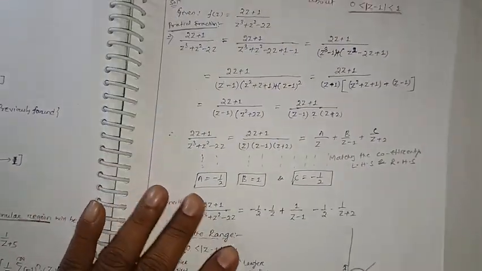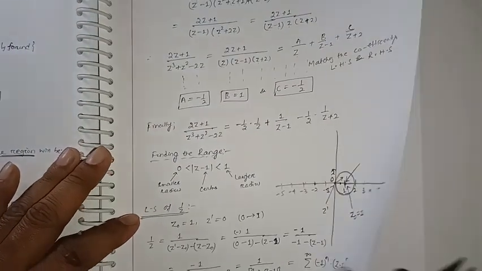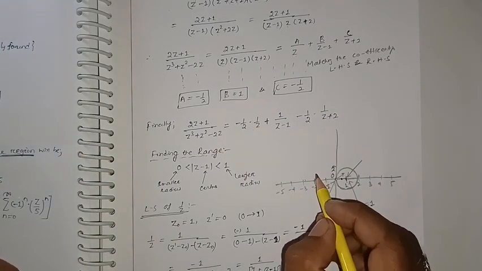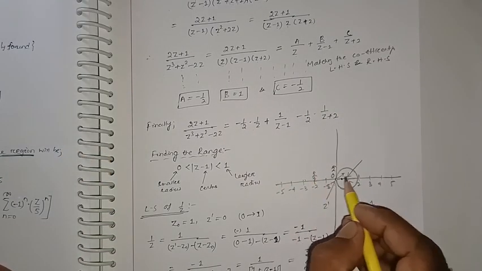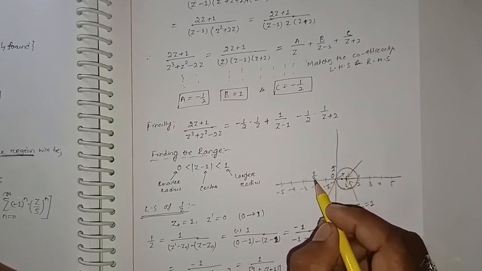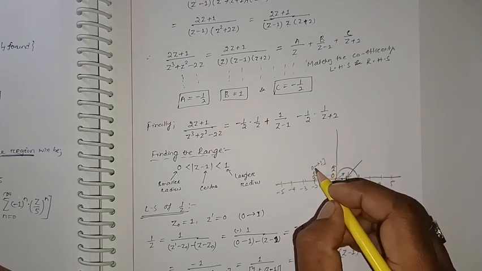Z equal to minus 2 here. Here z is minus 2, right? So here you are standing and you are trying to move in this region. What is the situation? Out to in situation. If you are moving from this point to this point, that means out to in situation.